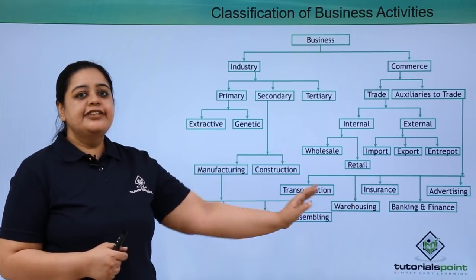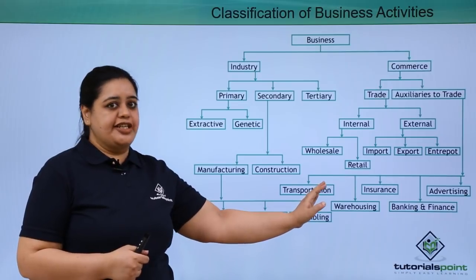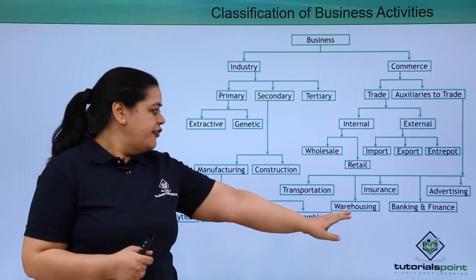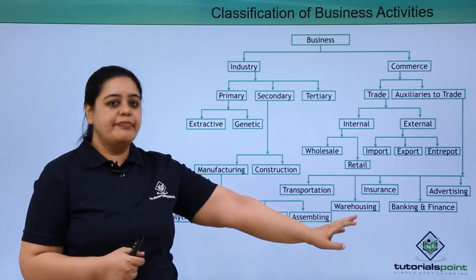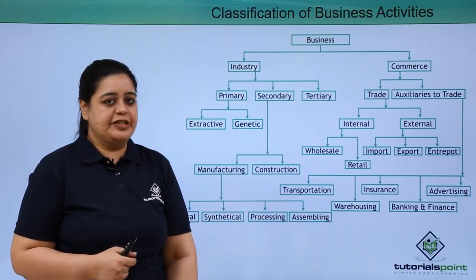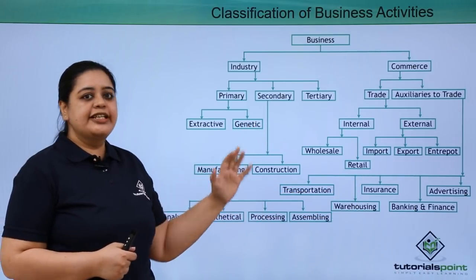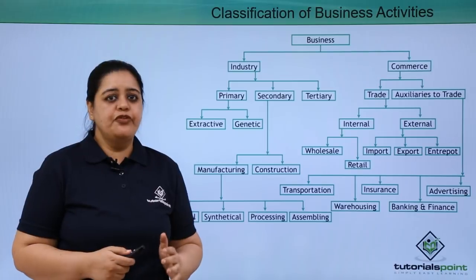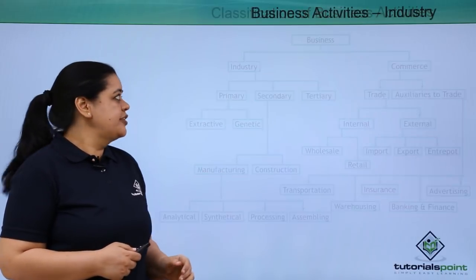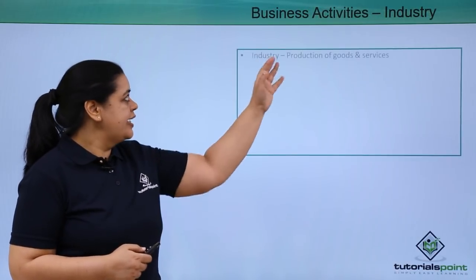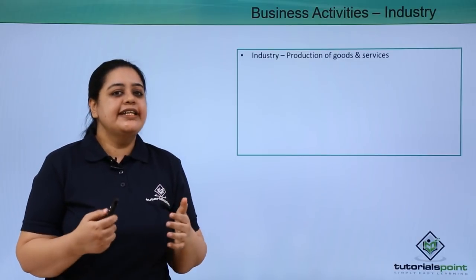Auxiliary to trade is divided into transportation, warehousing, insurance, banking and advertisement. We'll understand what these are one by one as we move ahead. So let's start with industry. Now, what is industry?